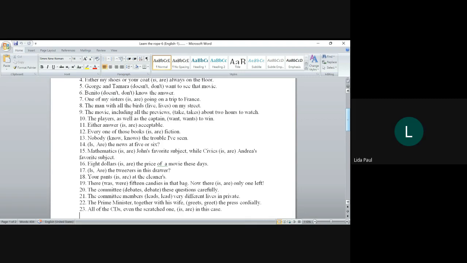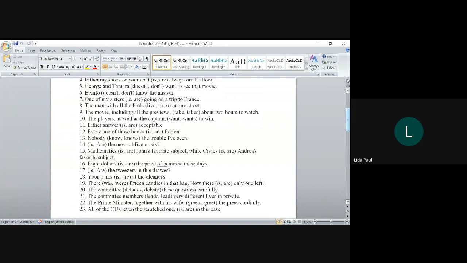Okay. So we look at, which one was it? It was 18, right? So we go to 19. "Were 15 candies in that bag?" There were 15 candies in that bag. Now there's only one left. Yes, there is only one left.